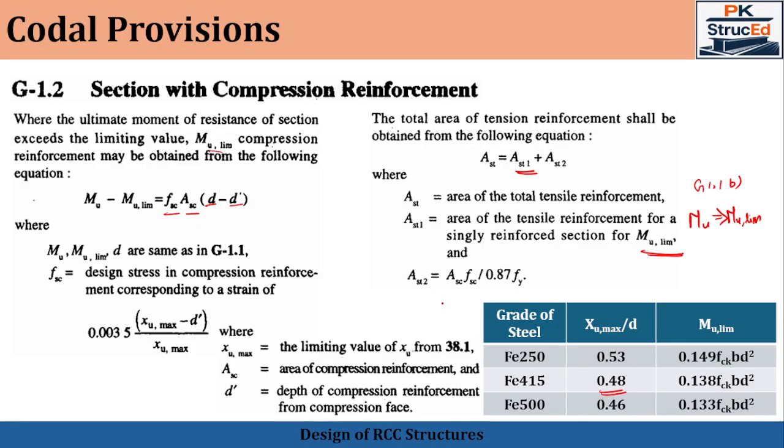Regarding AST2, the formula is ASC FSC divided by 0.87 Fy. So applying all these, we can find out the AST2. Before that, we have a condition for FSC, that is, FSC in no case should exceed 0.87 Fy. So if FSC is greater than 0.87 Fy, then FSC will be equal to 0.87 Fy itself. In no case should it exceed.